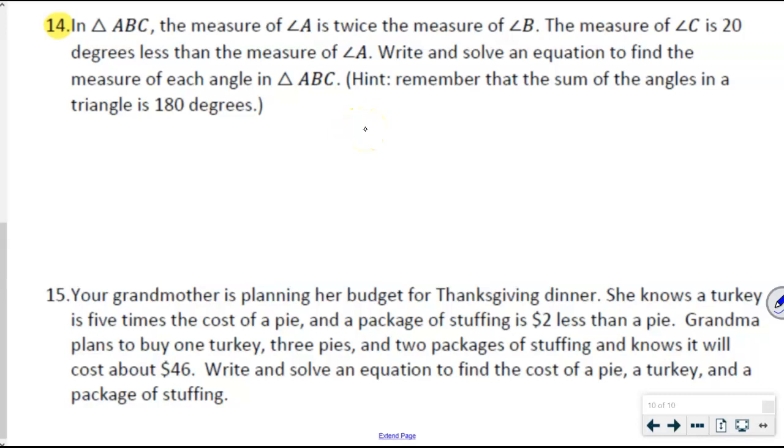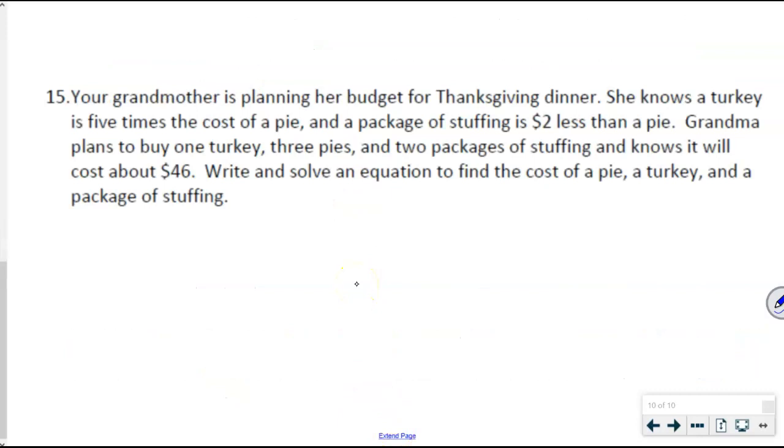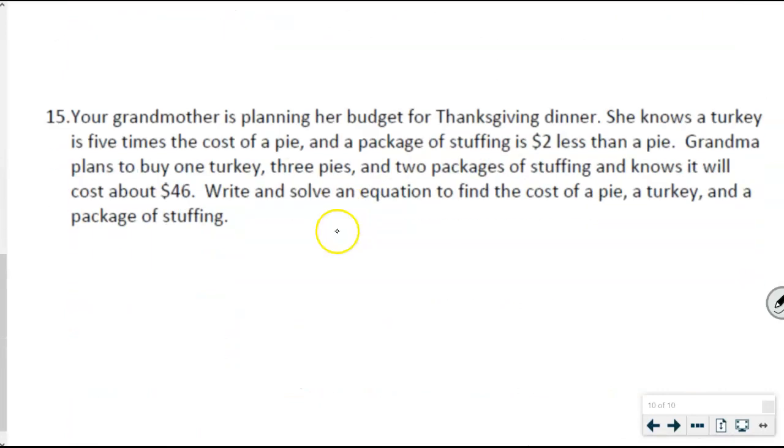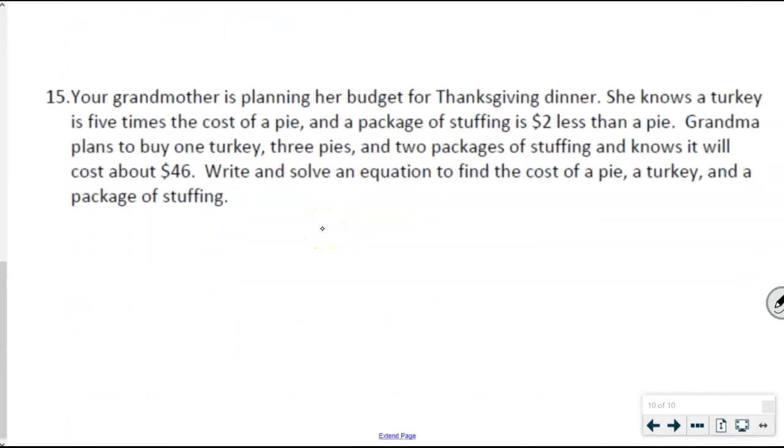Triangle ones really aren't so scary, are they? Not really? Okay. I have given you lots of hints. What's up? Not this one. Nope. Similar. We've done lots similar, but not that one. Anytime we have a story, the key to success is setting up little expressions first. So as we read through this, we're going to be setting up expressions before we try and turn it into an equation to solve. Your grandmother is planning her budget for Thanksgiving dinner.